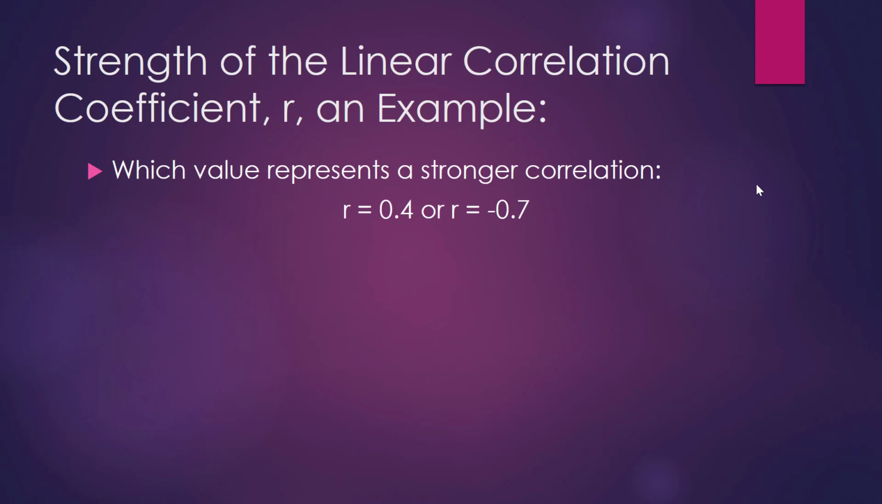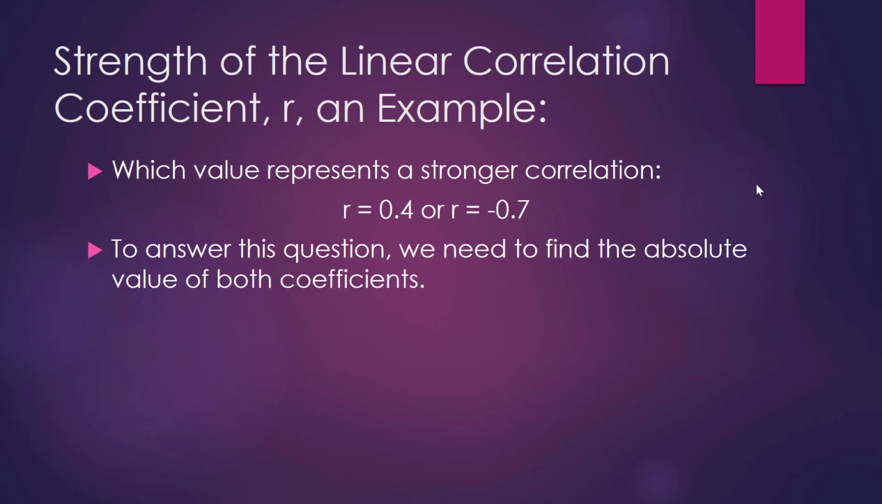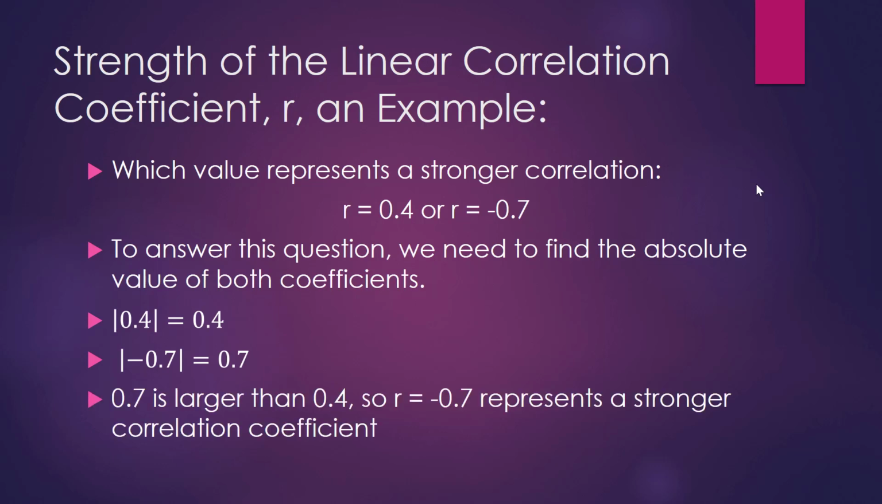Which value represents a stronger correlation? R equals 0.4 or R equals negative 0.7? To answer this question, we need to find the absolute value of both coefficients. The absolute value of 0.4 is 0.4. The absolute value of negative 0.7 is 0.7. 0.7 is larger than 0.4. So a linear correlation coefficient of negative 0.7 represents a stronger correlation coefficient.